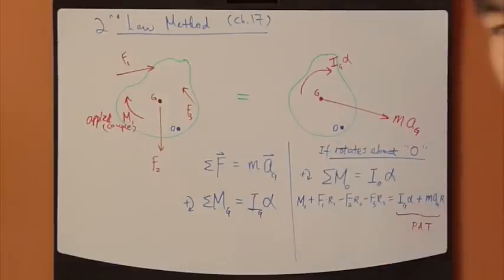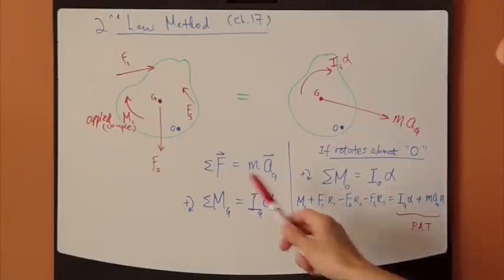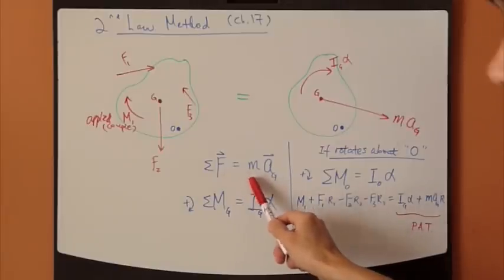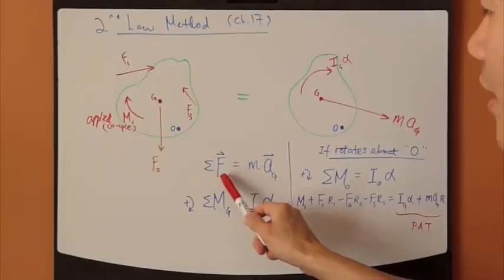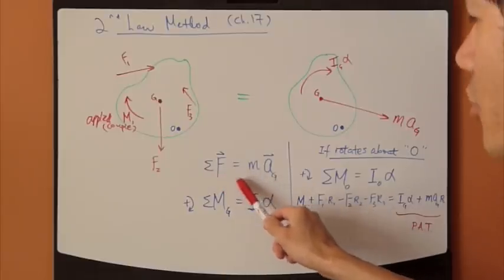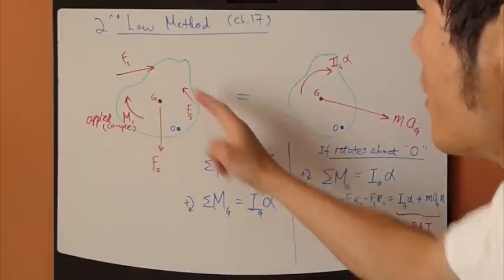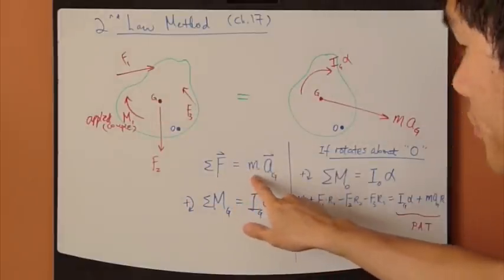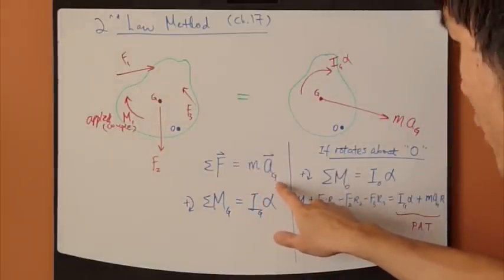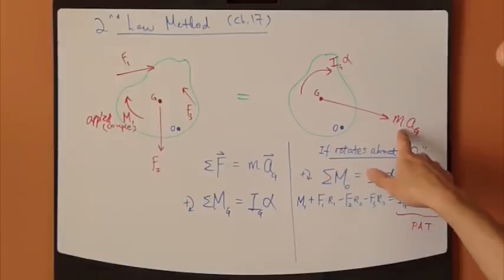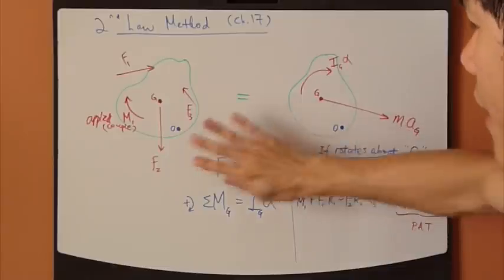So now you write down two equations. Under the Newton's second law method, there's a second law equation, and that should be very familiar, and that applies to the linear portion. So sum of all the forces equals mass times acceleration through the center of gravity. That is pretty straightforward.